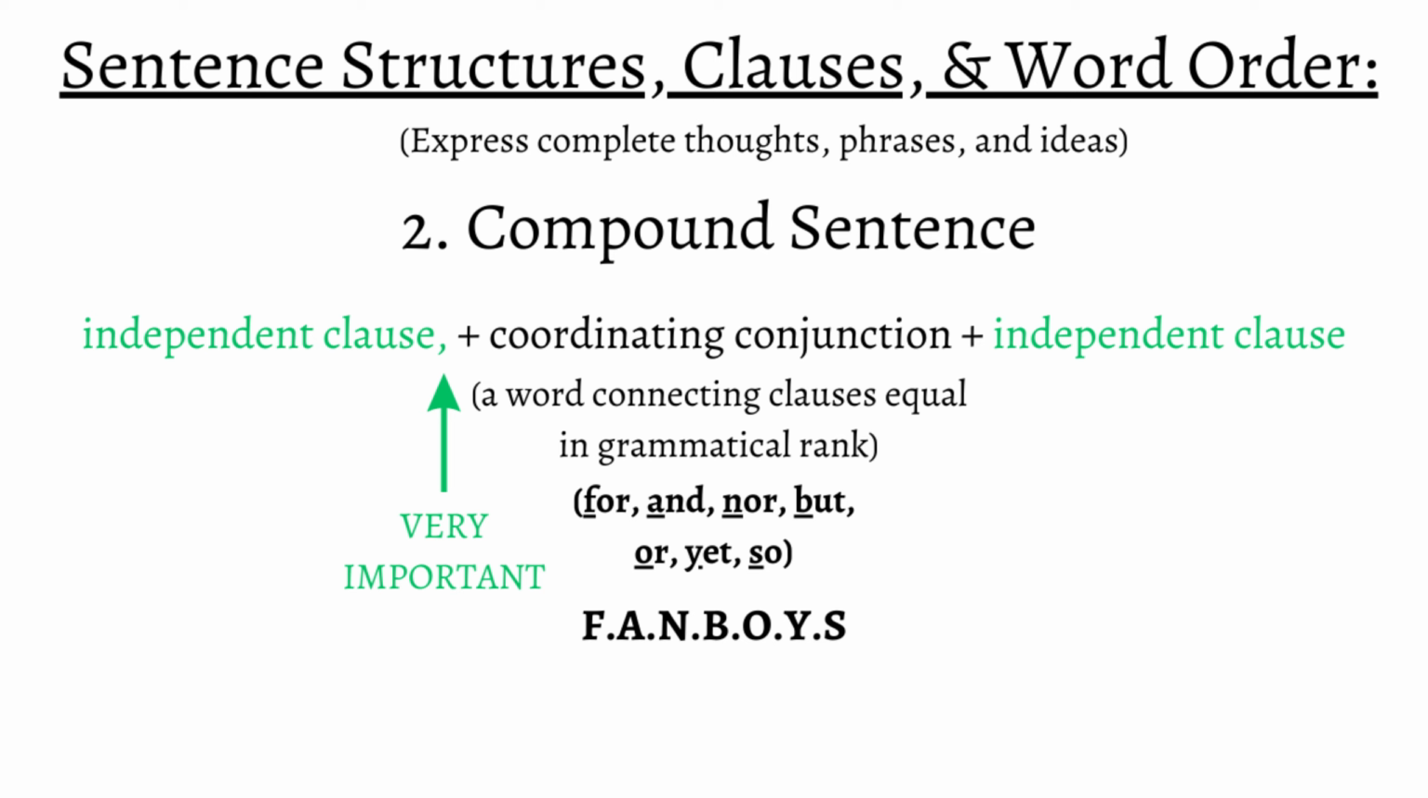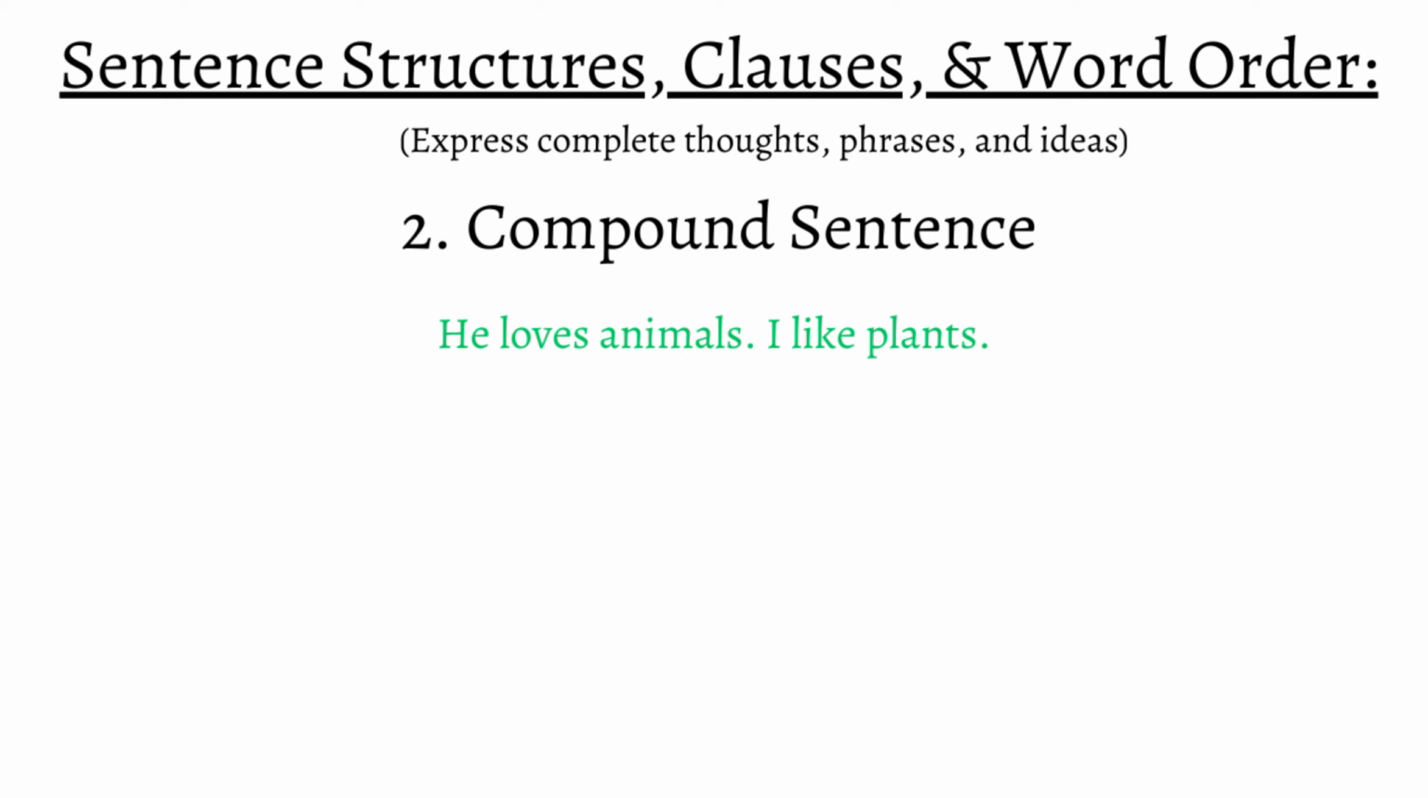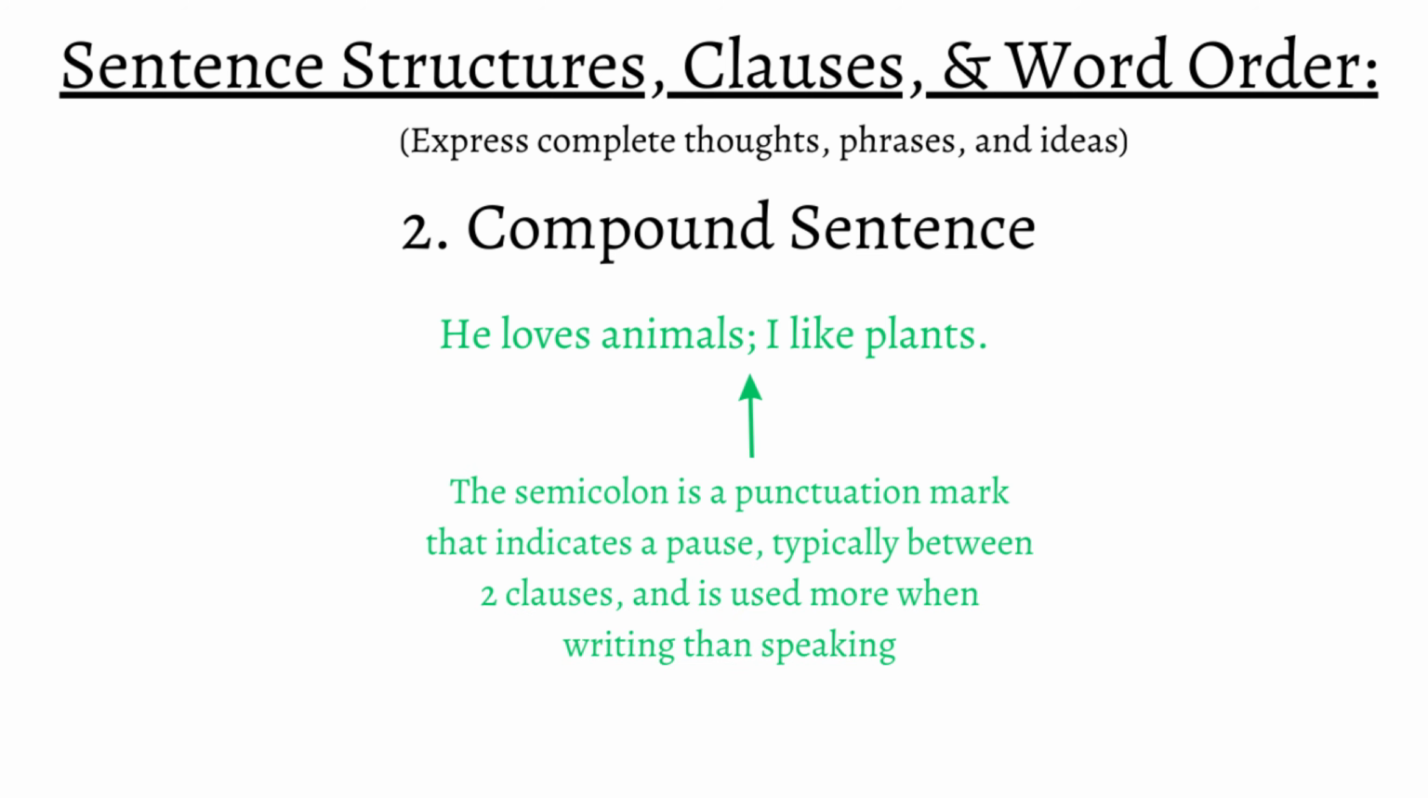A compound sentence structure has an independent clause plus a coordinating conjunction plus an independent clause. He loves animals. I like plants. The 2 clauses are independent because they can stand on their own without a conjunction. We can connect them with a conjunction to make a compound sentence structure. He loves animals, but I like plants, in that word order. Now we have a compound sentence. If we want to save time, we can use a semicolon instead. He loves animals; I like plants. The semicolon indicates a pause, typically between 2 clauses, that is used more when writing than speaking.